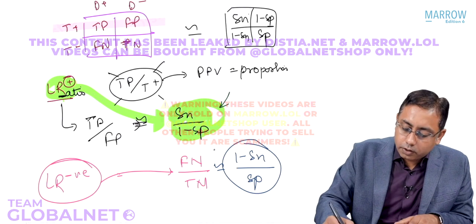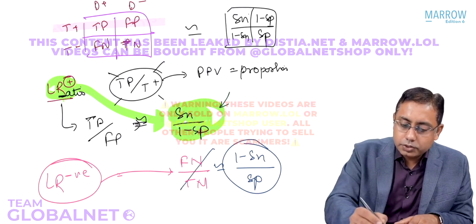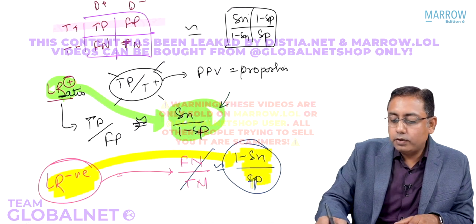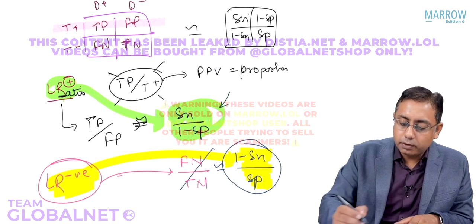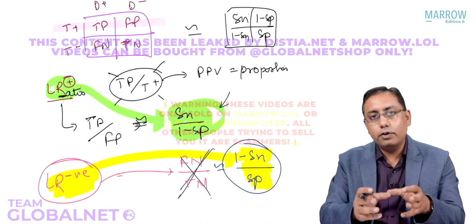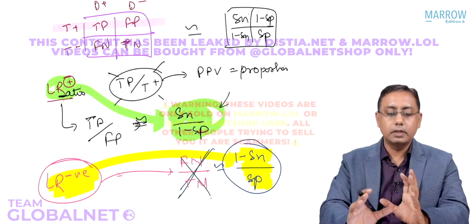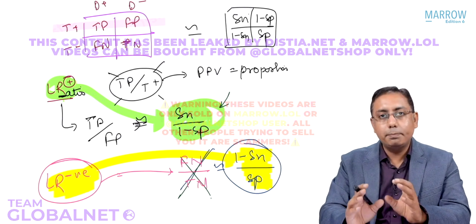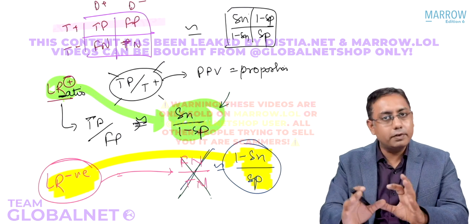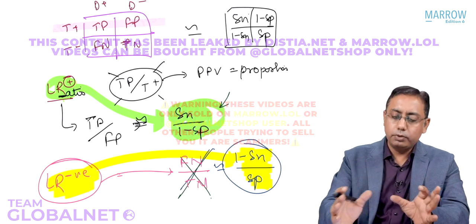What is the formula for likelihood ratio negative? The formula for likelihood ratio negative is 1 minus sensitivity over specificity. Forget about this formula now. Forget about the false negative and true negative. That is just something for you to understand the concept. Please remember, don't message me later on social media saying, sir, you told us likelihood ratio negative is FN by TN. That is a concept for you to take.